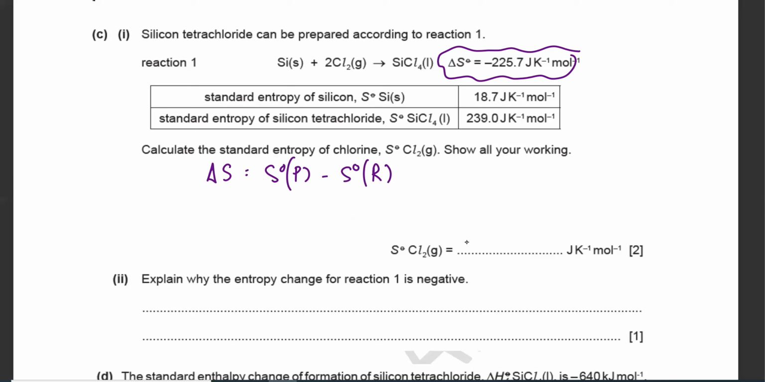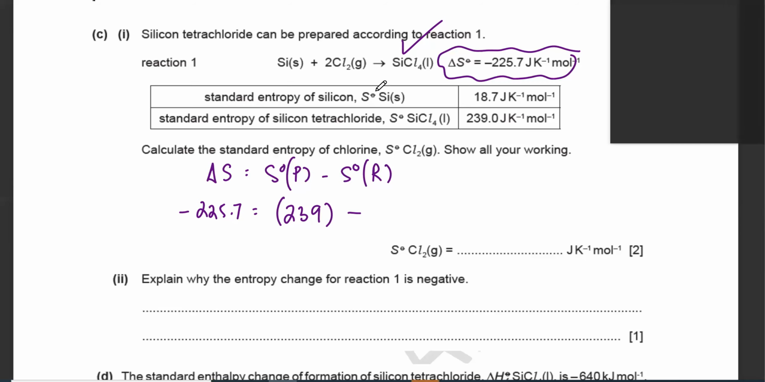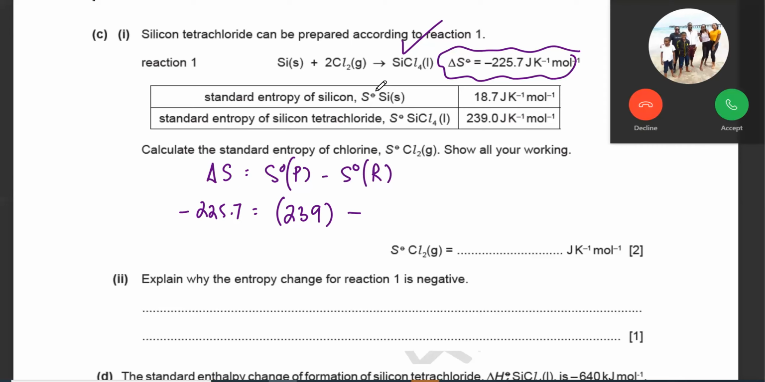Now, in this particular case, your delta S value is already given. It's minus 225.7. And you have your products, which are SiCl4. And the entropy of SiCl4 is also given. That's 239. So that's my product. And I'm going to subtract my reactants, which are silicon. So the entropy change, this one.